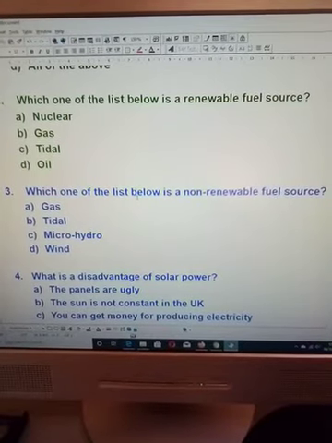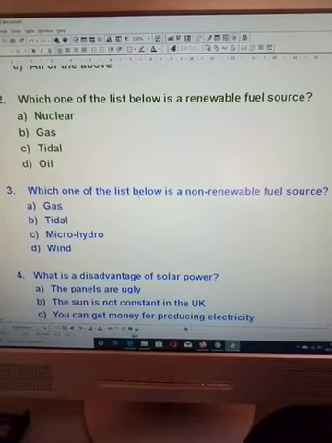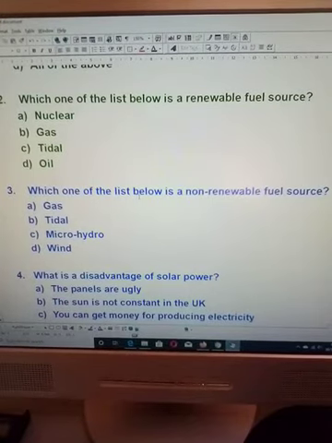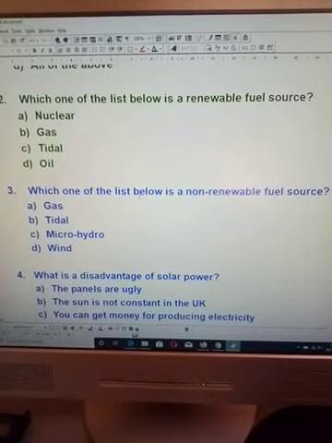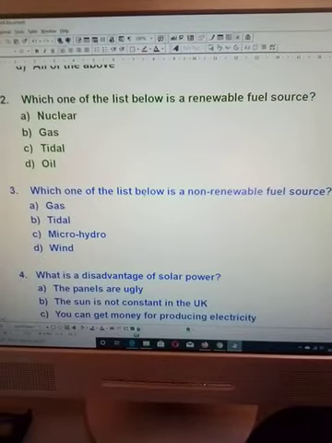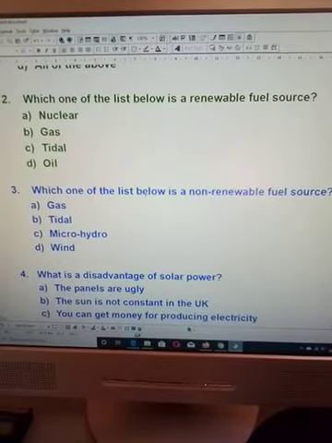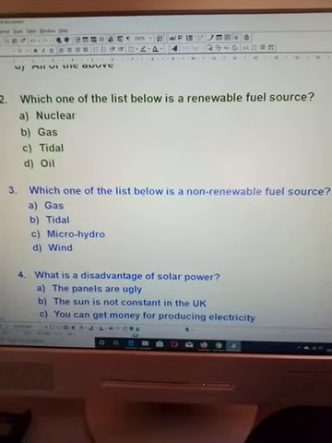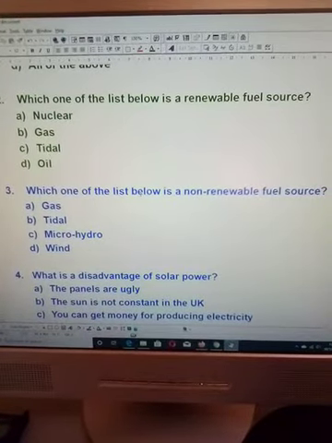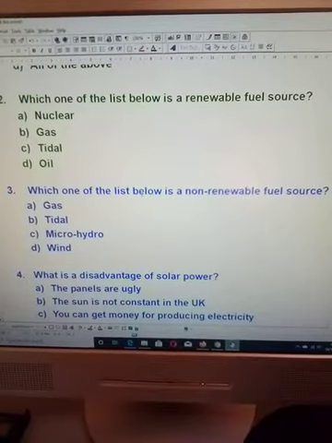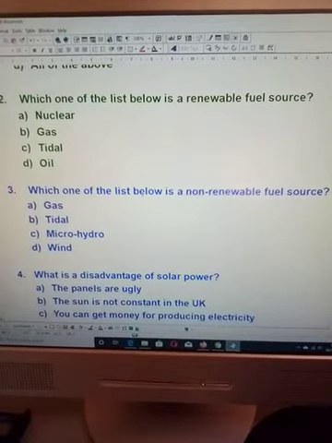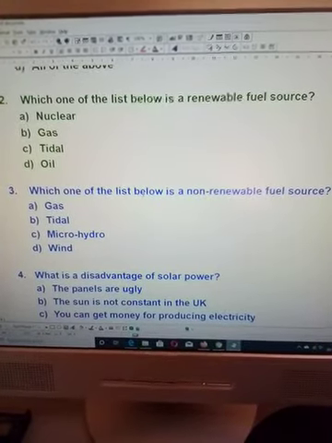Which of the list below is a non-renewable fuel source? And simply take an answer from there. I will not be giving you the answer on this occasion. This is for you to do, and this is for you to try and find out the information and do some research of your own. Acquire knowledge by finding out, by applying your own method of learning. Use it.